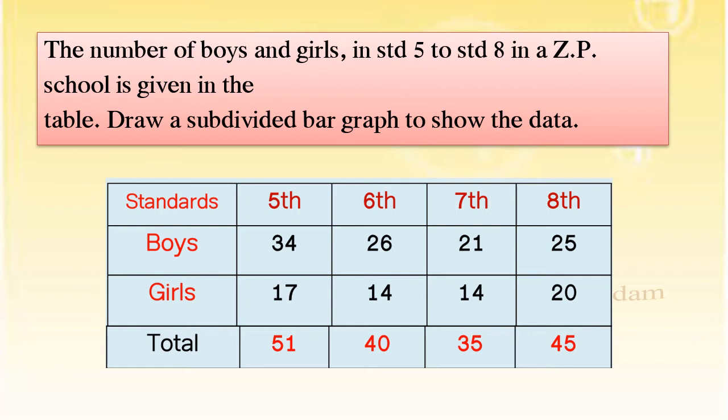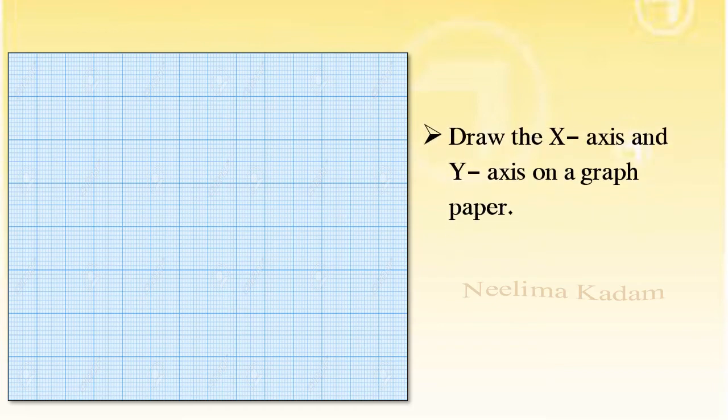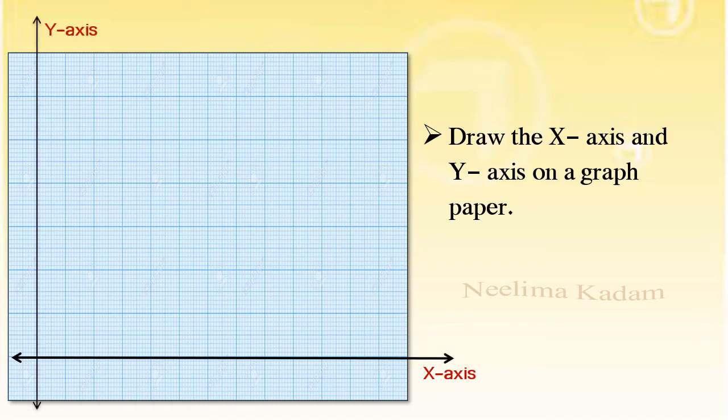Okay, now let's go step by step. Take a graph paper. On that graph paper, draw the x-axis and y-axis. This is the x-axis and y-axis.